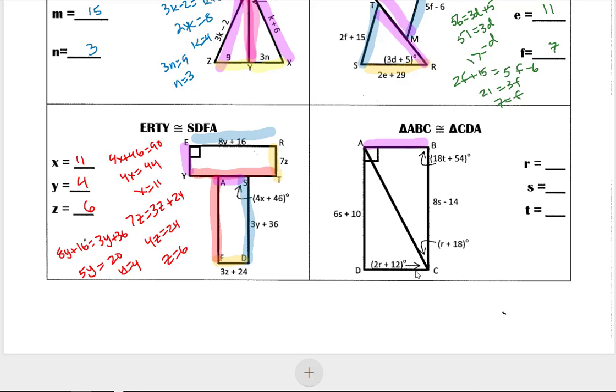So in the last triangle, AB matches with CD, BC matches with DA, and AC matches with CA, and we can match the corresponding parts up. In this instance, 18t plus 54 is going to be a right angle.